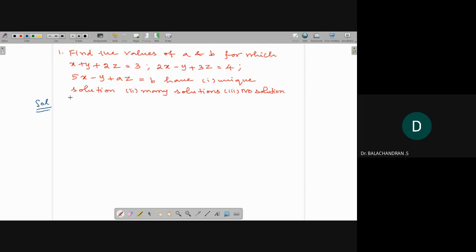Solution. First you need to write the augmented matrix. [A, B] is equal to [1, 1, 2, 3].